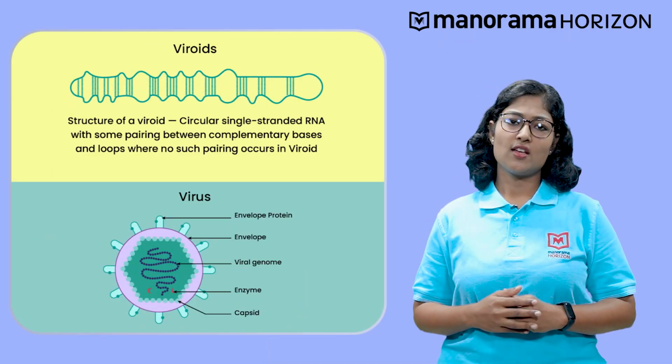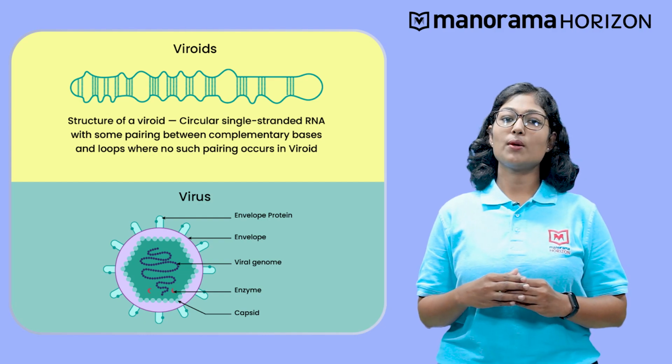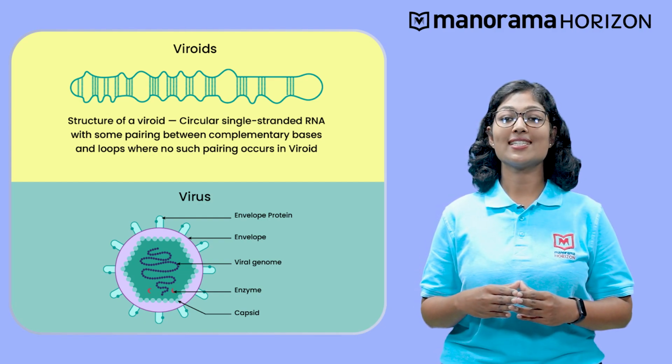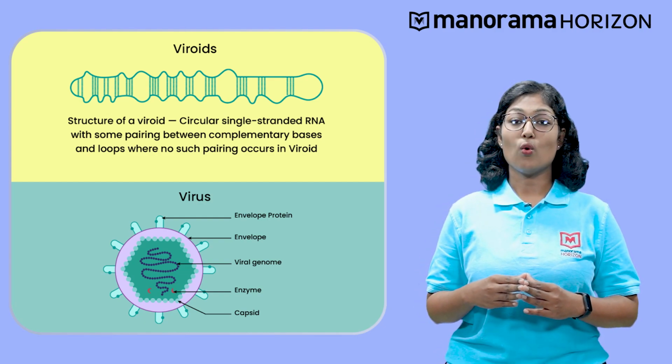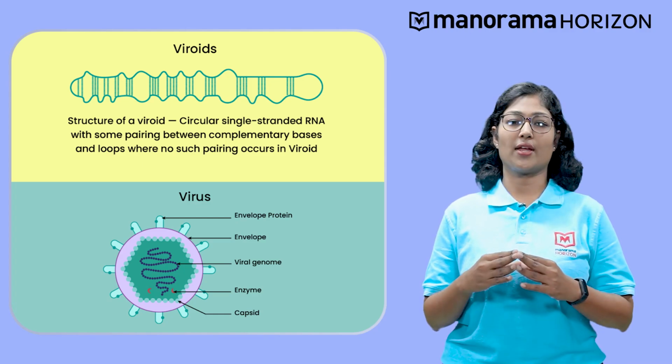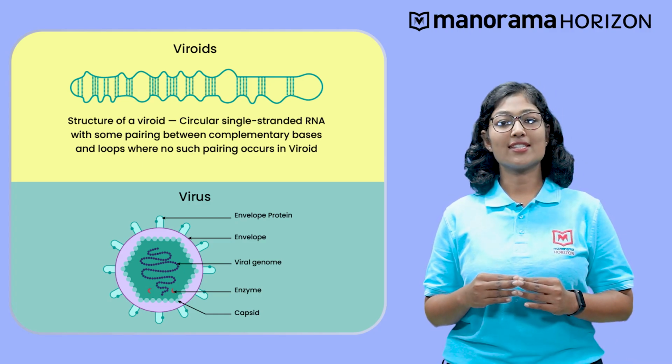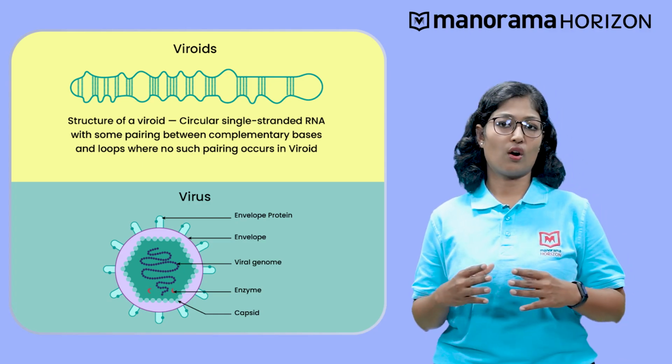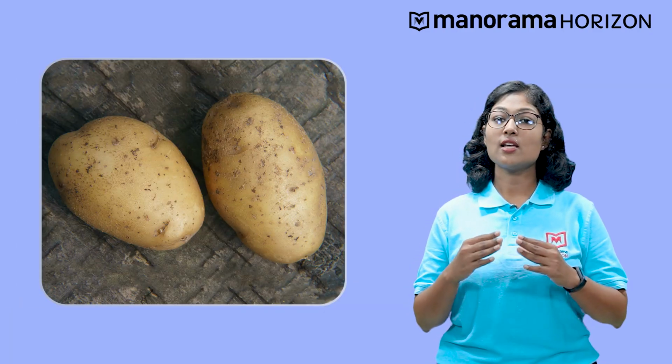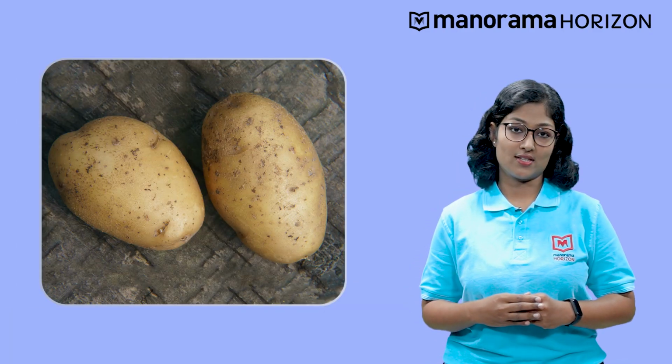There are different structures which possess small size, that is, they are of low molecular weight compared to viruses. And what are they? They are viroids. Viroids were discovered by T.O. Diener in 1971. They only have a single RNA. Another feature is that they lack a protein coat. Viroids cause potato spindle tuber disease.